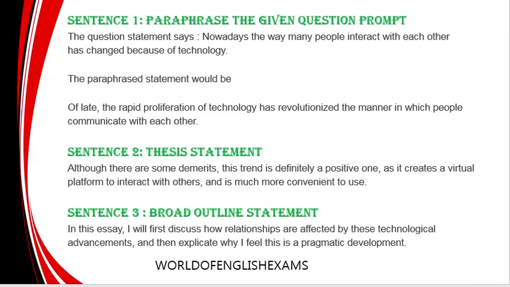What I feel is, although there are some demerits, this trend is definitely a positive one, because this trend, the use of technology to communicate, is definitely a positive one, as it creates a virtual platform to interact with others, and it is much more convenient to use, isn't it? So these are the two merits, and that is the reason, even though there are certain drawbacks, I do agree, but what am I telling the reader? I'm telling that definitely this is going to be a positive trend.